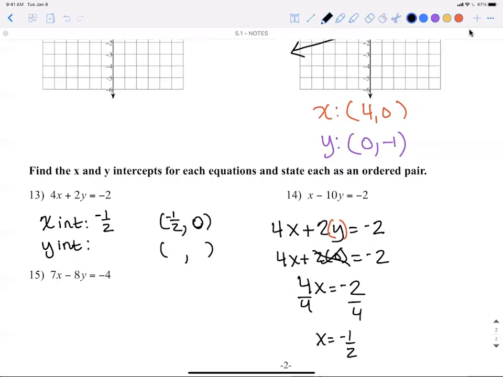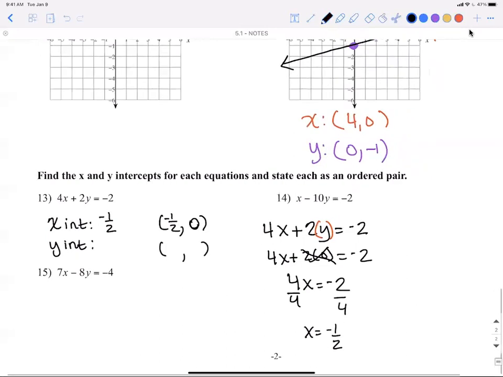Now I'm going to do the exact same thing, only for the Y-intercept. Before I do anything, coming back to my ordered pair here, what can I put in my ordered pair for my Y-intercept that I know? Do I know the Y value yet? But do I know the X value? What's the X value? 0. So I'm going to come back to my equation, 4x plus 2y equals -2.